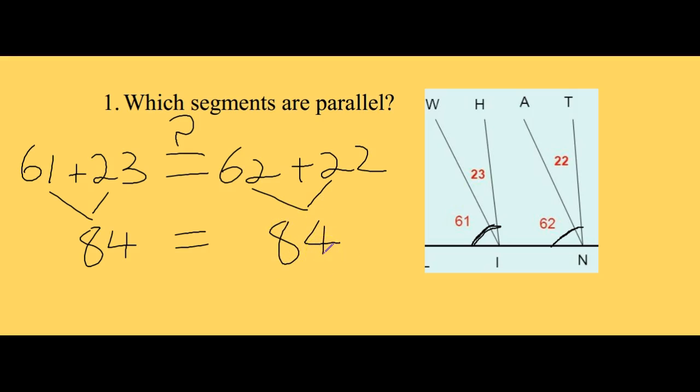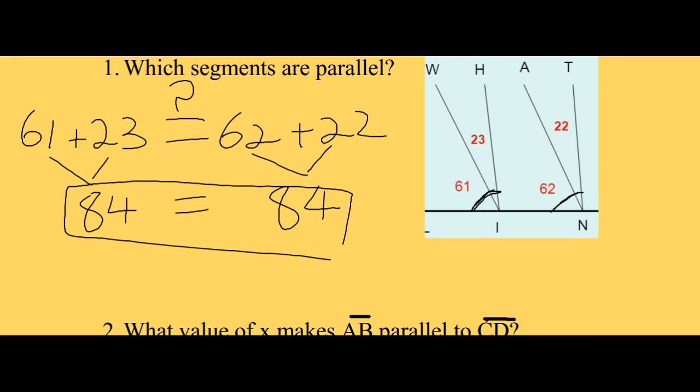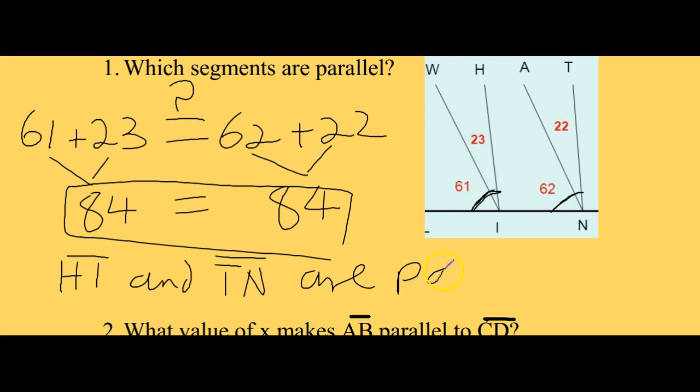Check. They are equal. So since they are equal, then we know that segment HI and TN are parallel. They are parallel because their corresponding angles are congruent.